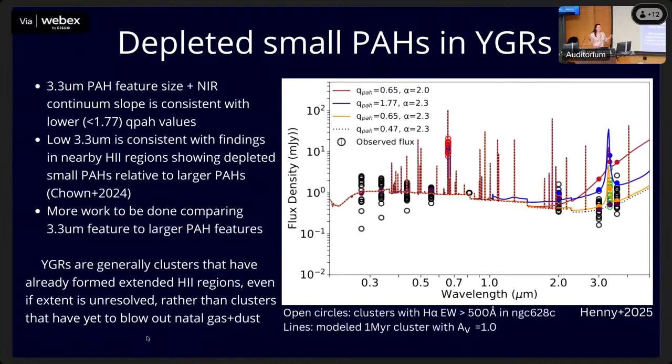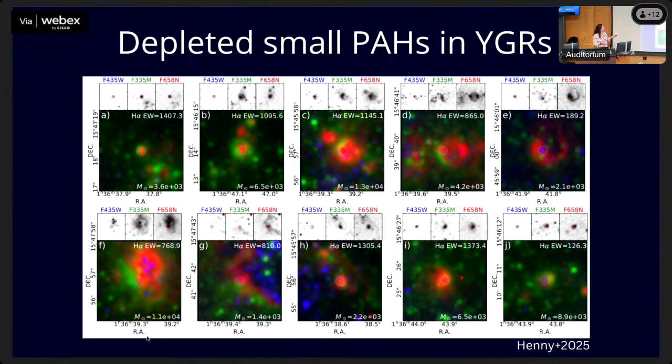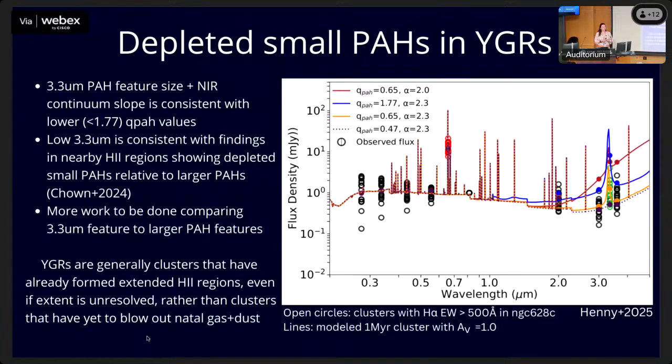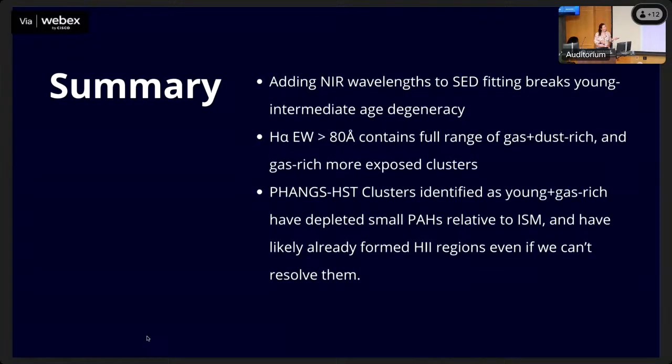Now this is consistent with the findings in the Milky Way that are showing that the 3.3 feature is depleted super quickly, and also what Helena just talked about. And so this is indicating that our HST-selected clusters, even if they're not resolved, like this one, that's not really resolved, even our least resolved clusters have probably already formed H2 regions that we're just not resolving. So yeah, that is my summary, and I will take questions.